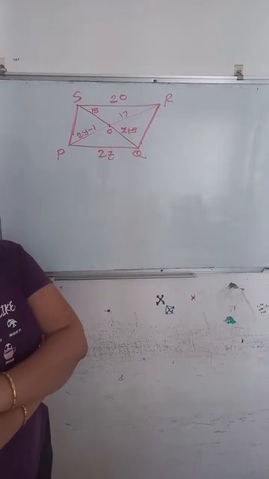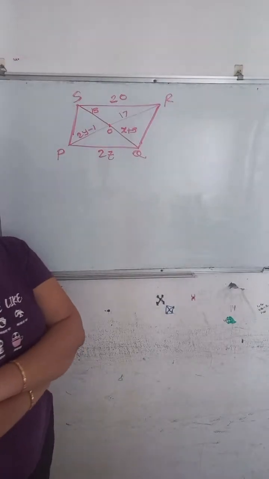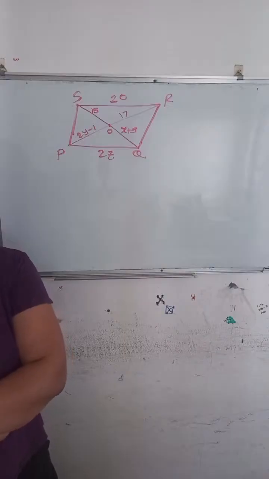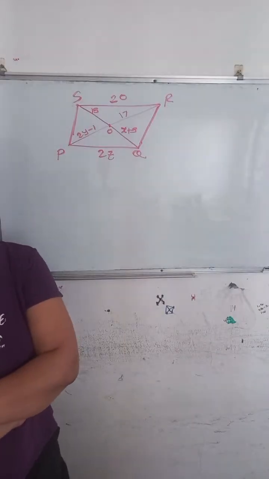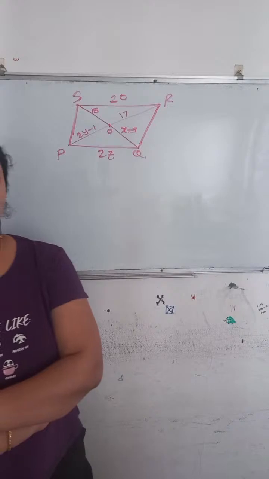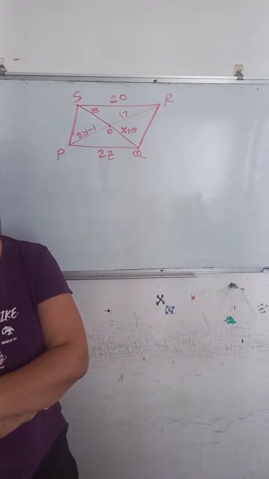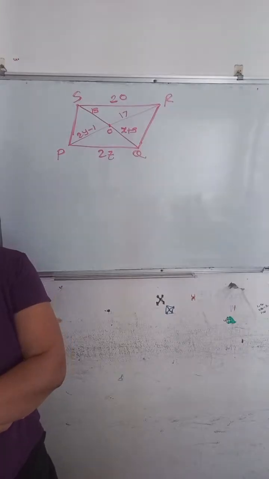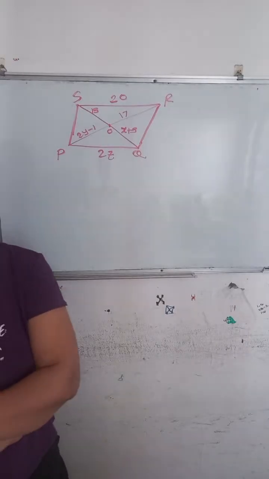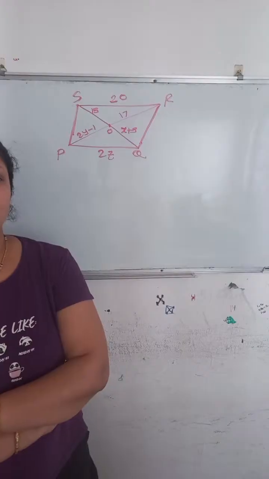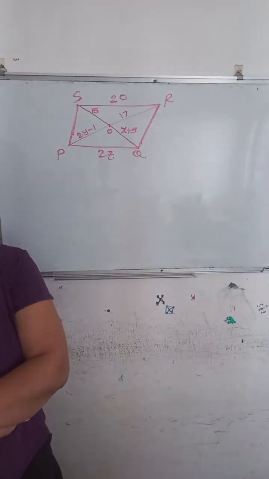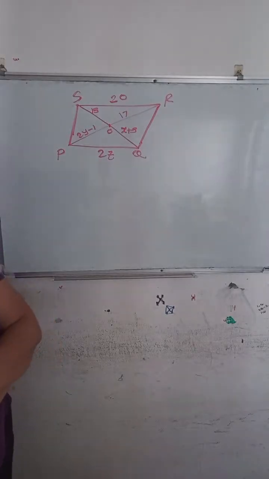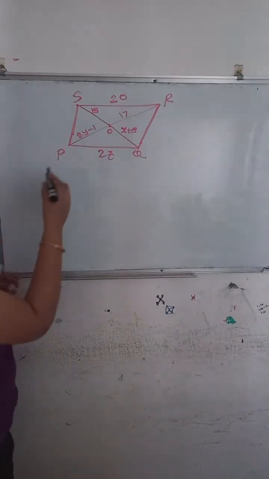Whenever we are solving any questions related to parallelogram, you must know the properties of the parallelogram. In a parallelogram, opposite sides are equal and parallel. Opposite angles are equal and their co-interior angle sum is 180. And diagonals bisect each other. So here we know that it is a parallelogram.